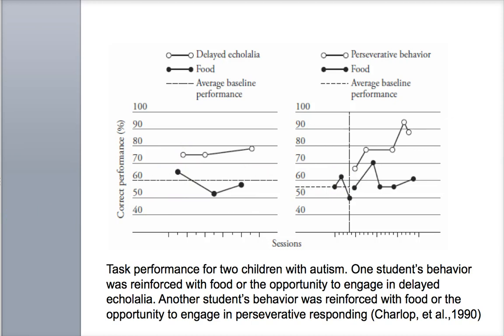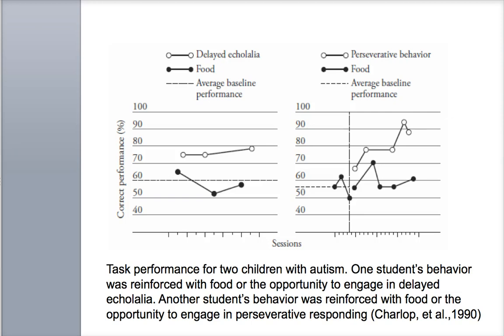And what we see is that the behavior increases above 70%. It goes up about 12% for the first child and goes all the way up to nearly 90% here for the child that engages in hand flapping and rocking. So this is a really good example of this idea that reinforcers have to be defined by the person receiving them and not by the person providing the reinforcement.